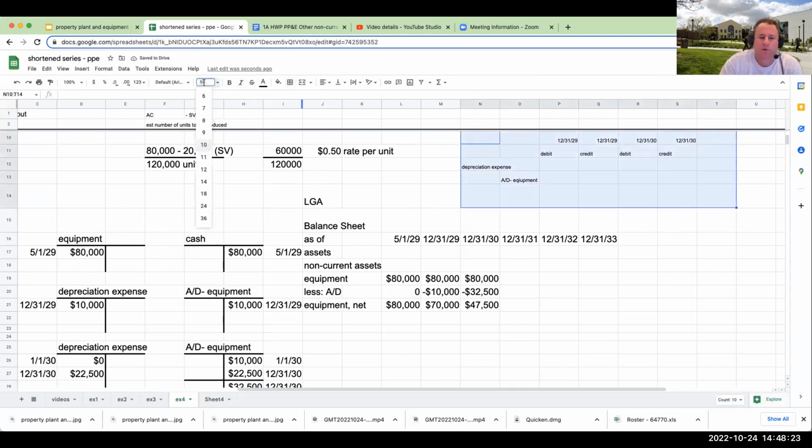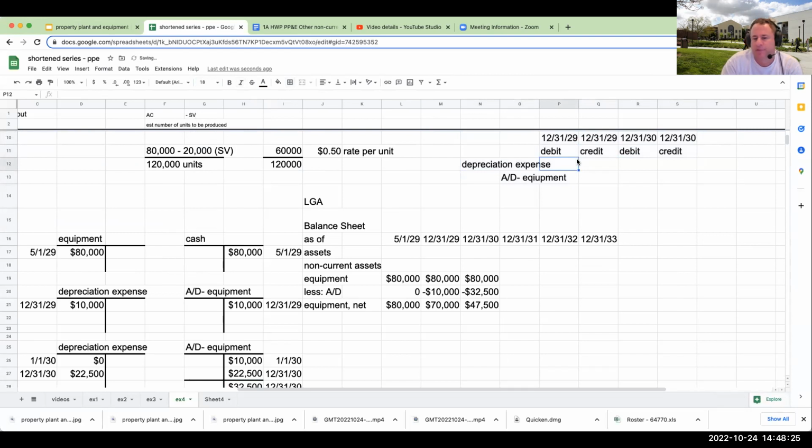So when I'm doing this, my depreciation expense for the first year was 10 grand, crediting accumulated depreciation on the equipment. For the second year, 22.5, crediting this at 22.5. So this is to record depreciation expense. The format of the journal entry does not change. It's always going to be the same.